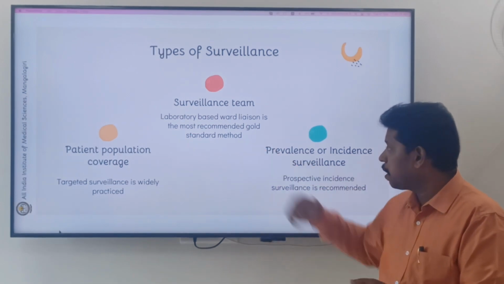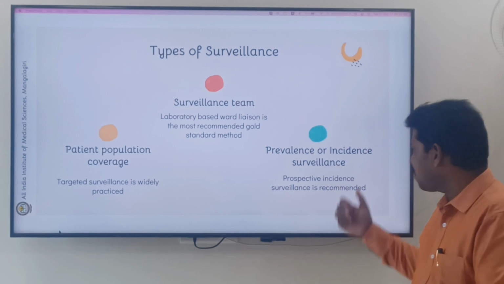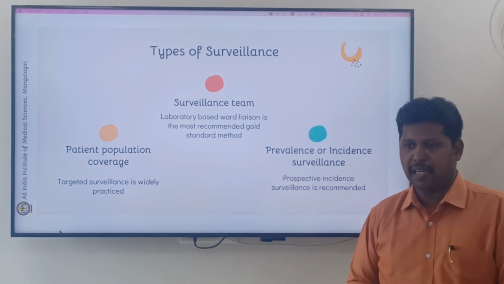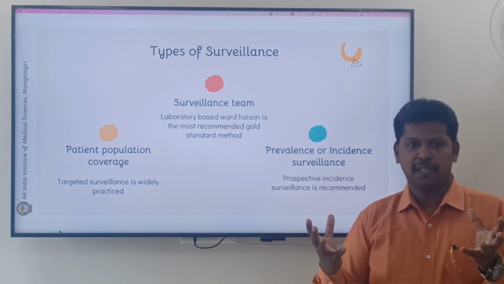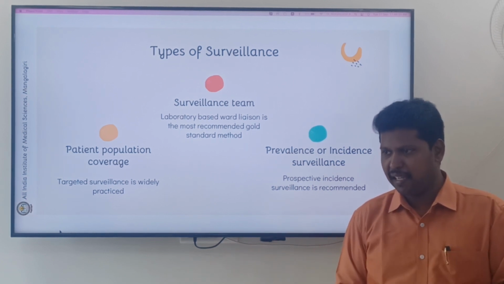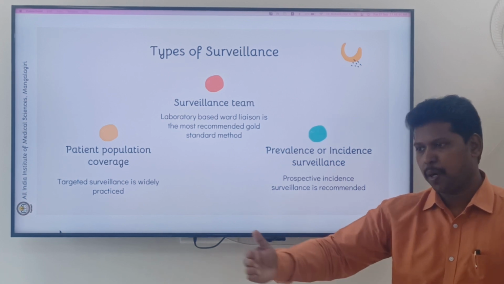So this is the gold standard method to be done for a surveillance. Prevalence or an incidence surveillance. At a particular point we can get the prevalence, like how much HAI is there in a single day, but that will not serve a purpose. We need to have proper data.